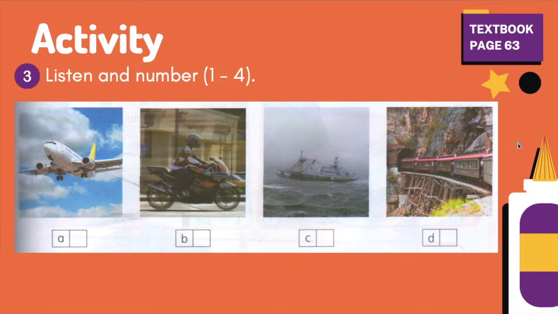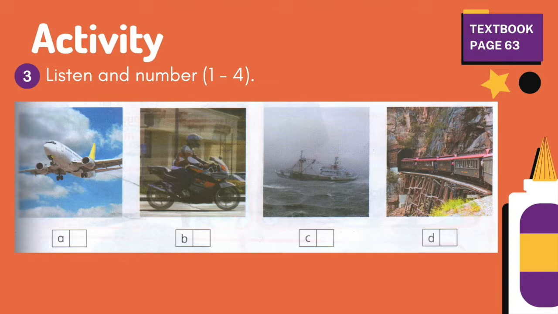Let's look at the next activity. On the same page, page 63 of your textbook, for this part you don't have to draw or copy. Simply write the answer on your textbook with a pencil. Listen and number. I am going to play you an audio. You listen very carefully and you write the appropriate number on the boxes.